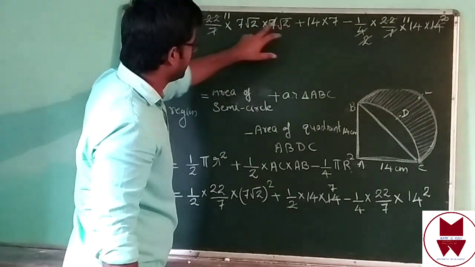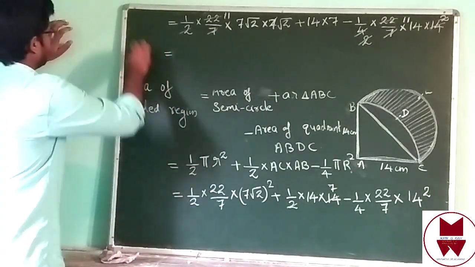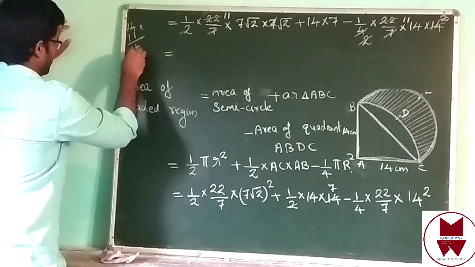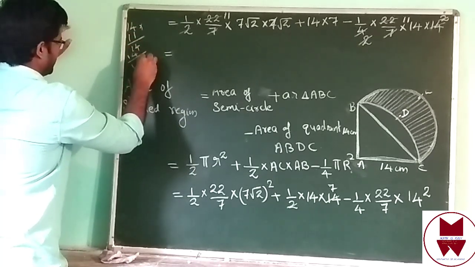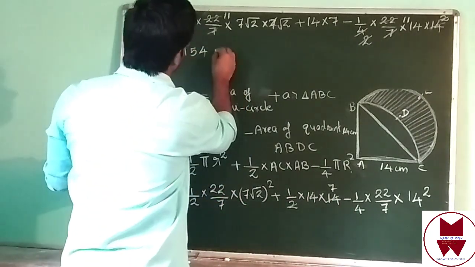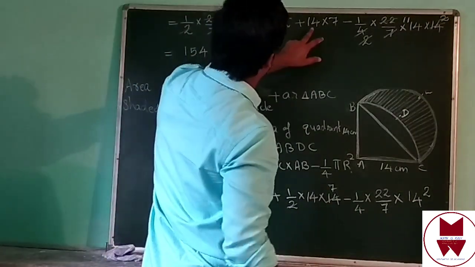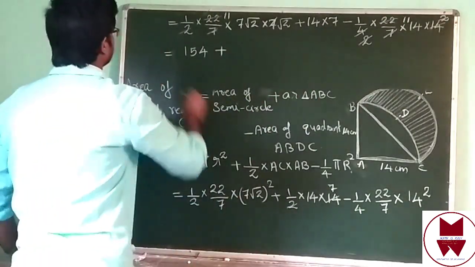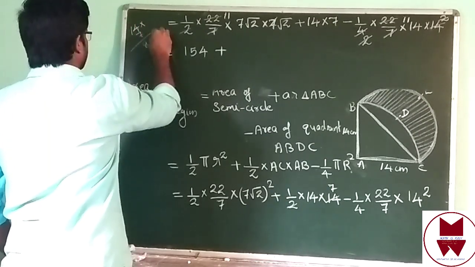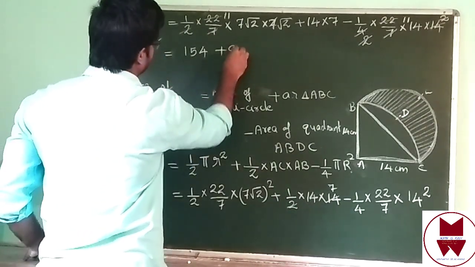Root 2 into root 2 into 7, 14 into 11. 14 into 11, 14, 14, 154. 154 plus again 14 into 7. 14 into 7, 28, remainder 2, 9, 98.